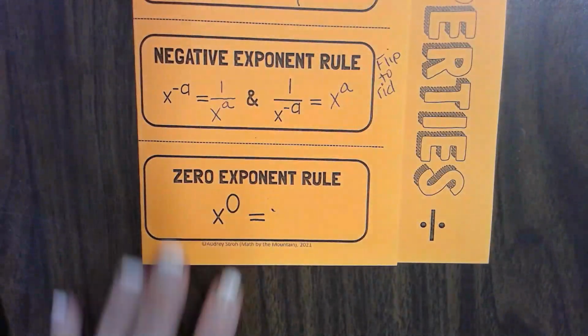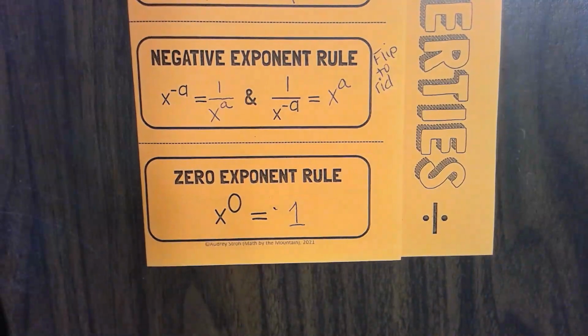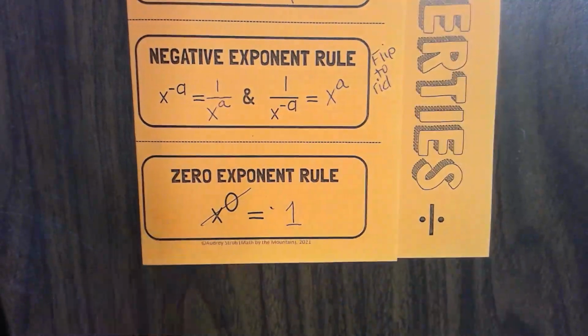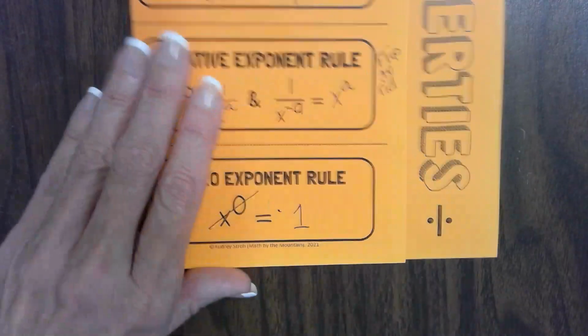It's just 1. Now, y'all, here's the mistake that students make. It's not x raised to the 1. It's just a 1. There is no more variable. What I teach students to do is just cross through it. It's a 1. It's not x to the 1. It's just a 1. It's the number 1.